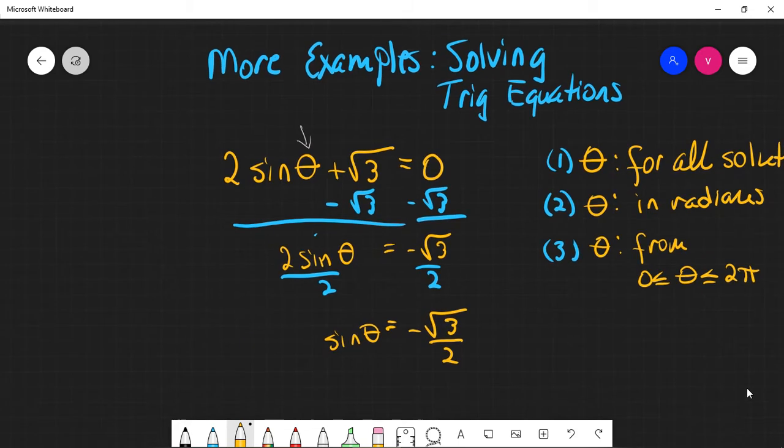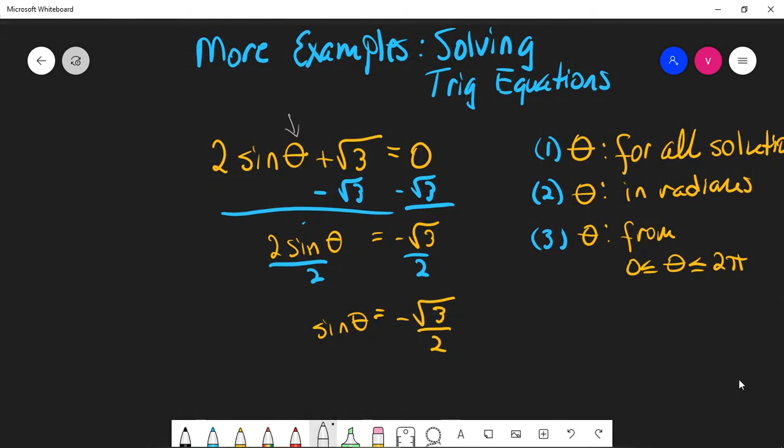All right, so knowing our special rights, I'm going to draw a special right triangle over here. Which special right triangle would give you an opposite over a hypotenuse of root 3 over 2? That would be the 60 degree, root 3 here, 2 here, 1 here. Opposite of 60 is root 3. So that is a 60-degree reference triangle everywhere that the sine is negative.